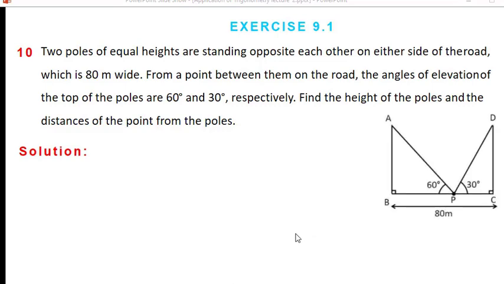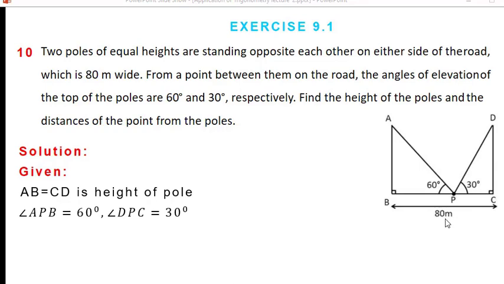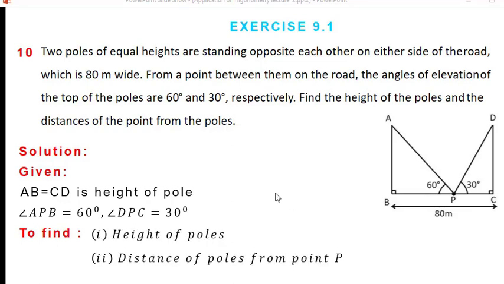So as you can see in the diagram, we have two poles AB and CD. They are of equal height. On the road there is a point P from where I am looking at A at an angle of elevation 60 degree and D at an angle of 30 degree. So these are all given. We have to find the height of the pole, and we have to find the distance of poles AB and CD from point P.